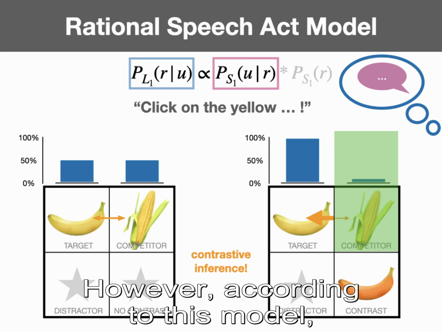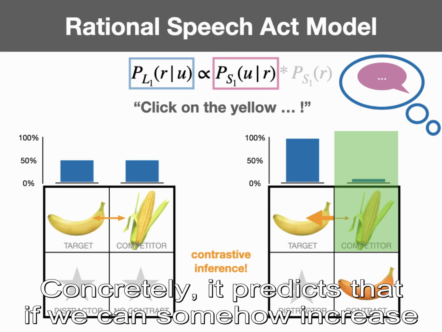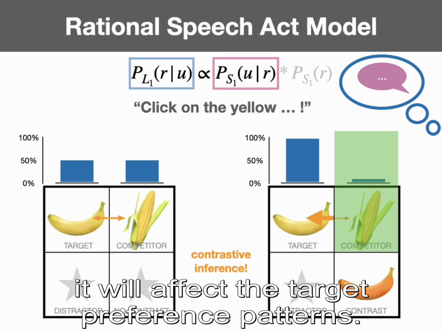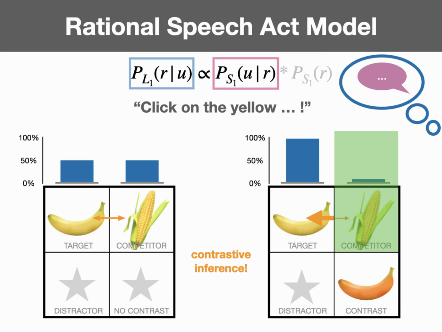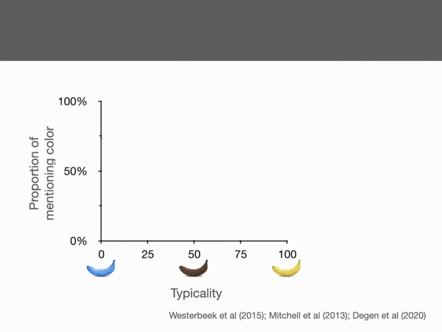However, according to this model, the competitor plays a much more intricate role. Concretely, it predicts that if we can somehow increase the probability to expect to hear yellow for the competitor, it will affect the target preference patterns. It turns out that this is very easy to do in the color adjective domain.